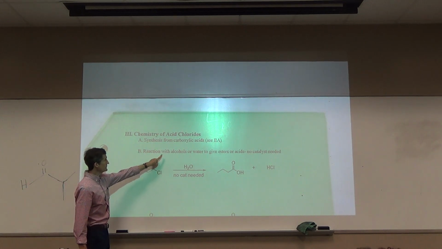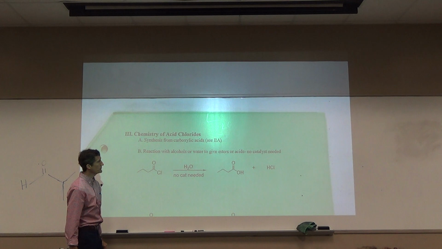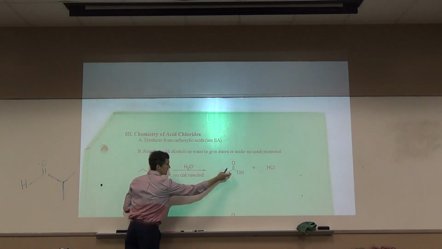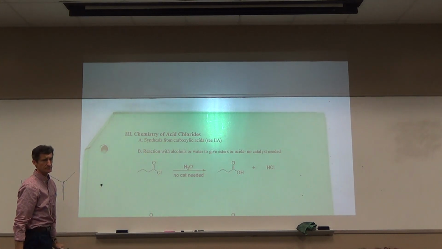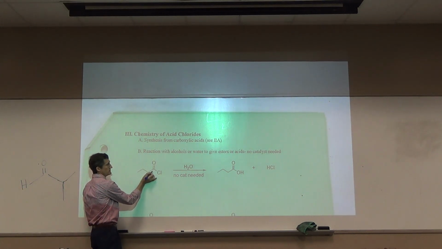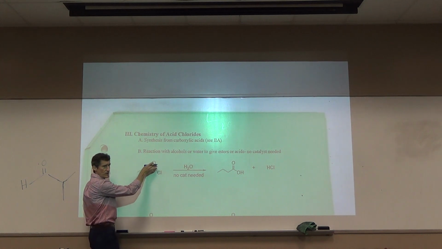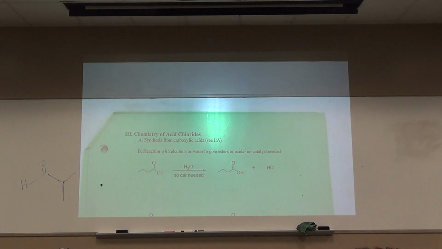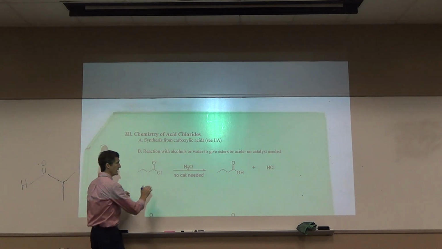How can you react them? Reaction with alcohols or water to give esters or acid. Acid chloride will react with water to give a carboxylic acid plus HCl. No catalyst required. You do not have to protonate this carbonyl to get it to react. Acid chloride is ready to react. Very reactive. It's the most reactive of your carbonyl derivatives, acid derivatives. It will react with water.